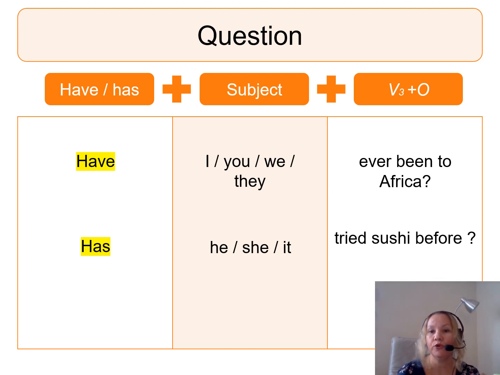Remember the verb in the question is still verb 3. It's always verb 3 with present perfect tense. That's what you have to memorize. Verb 1, verb 2, verb 3. The past participle you have to use with present perfect tense. So been is verb 3, tried, verb 2, and the verb 3 is the same as tried. So some verbs are easier. Okay, very good.